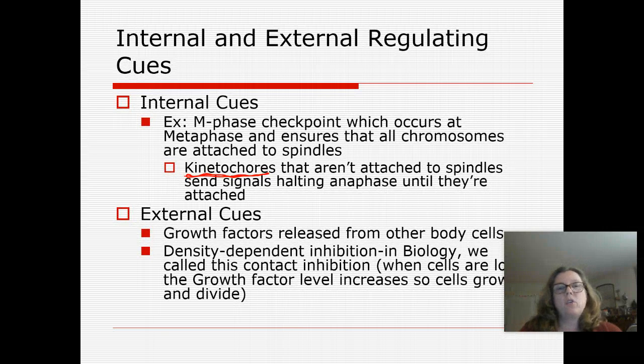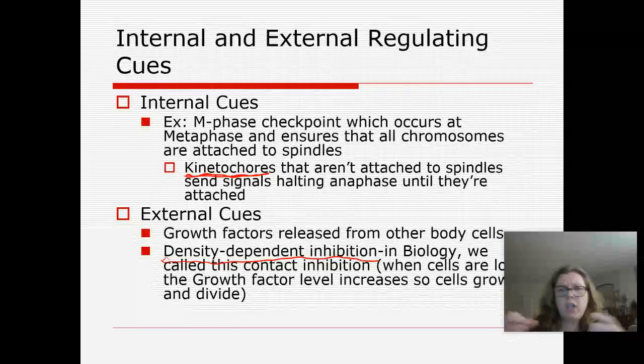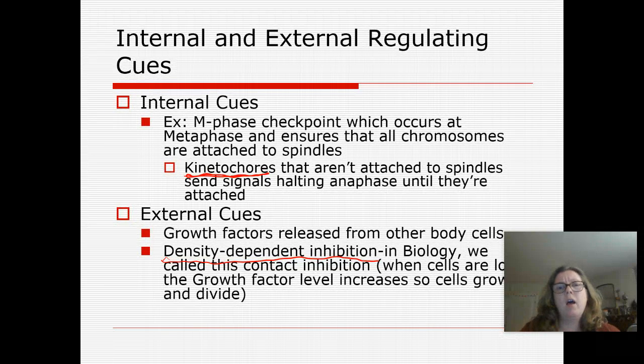And then there are also external cues. Hormones in a multicellular organism from other body cells can promote growth, stop growth, and so on. And then you have something called density-dependent inhibition. We call this contact inhibition in baby bio, where cells are touching other cells on all sides. If they're all packed in nice and tight, then they really don't have room to grow and divide. When you interrupt the contact inhibition, when cells die off, that triggers neighboring cells to grow and divide to fill in any gaps that the dead cells leave.